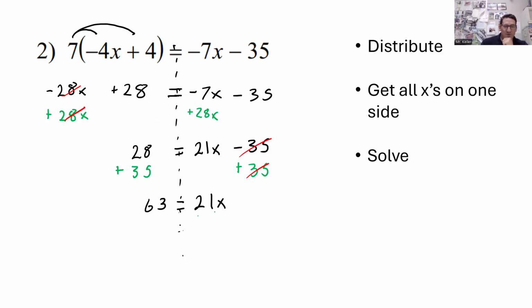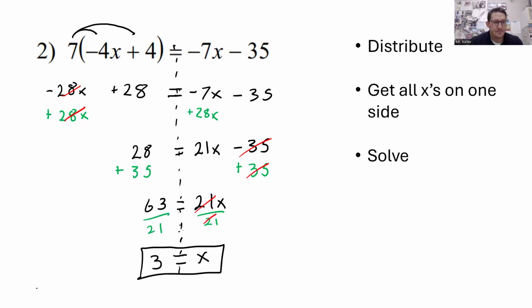Last step, I'm going to divide both sides by 21. 21 divided by 21 cancels out. All we have on the right side of the equation then is x left. 63 divided by 21 is 3. And we are done. All right.